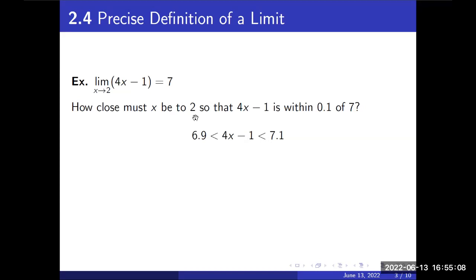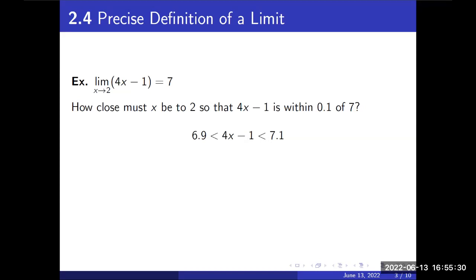We know that 2, when we plug it in, would equal 7. So what's the window of error, almost like how close do we have to be to the 2 so that we get within a certain error of the 7, within 0.1? There's a couple of ways we go about this. We're going to see a couple of ways.